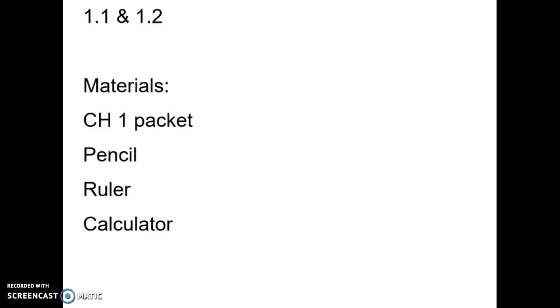This packet is due at the end of the unit and will be collected. I don't have any extra copies of the packet. You're going to want to make sure that you keep it in a safe place and you're nice and organized. All right, press pause until these materials are on your desk.